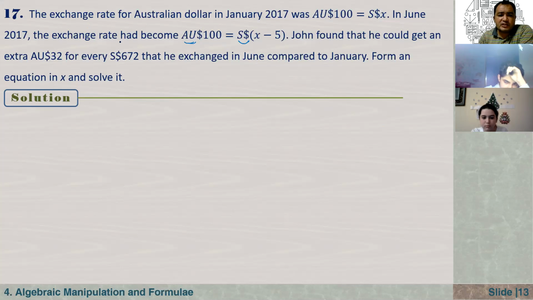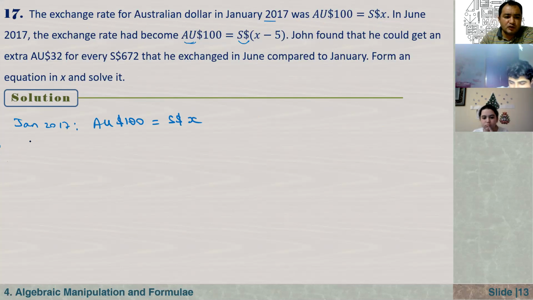Anyway, here the exchange rate for Australian dollar in January 2017 was 100 Australian dollars was X Singapore dollars. Okay, so that's the first one. Let me just write here. January 2017. And the rate was 100 Australian dollars was X Singaporean dollars. So in June 2017, and we are talking about June now, the exchange rate had become 100 Australian dollars became X minus 5 Singapore dollars.